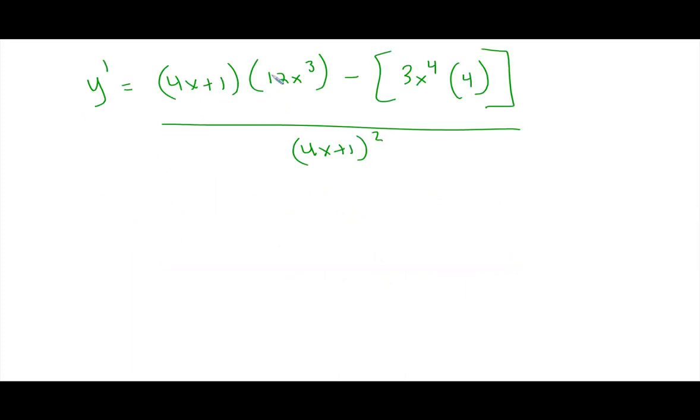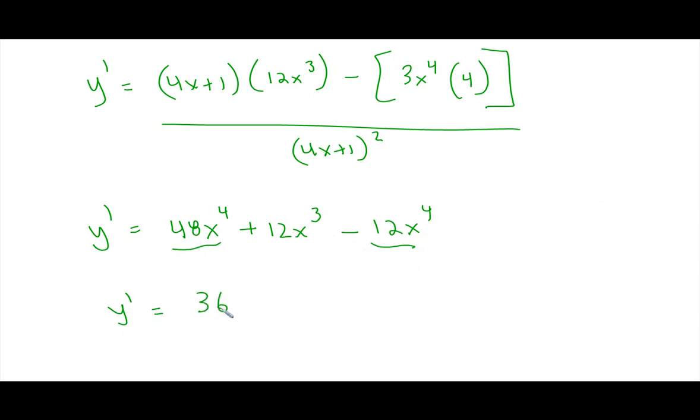So if we simplify this, if I distribute this 12x to the 3rd here and here, that's going to give me 12 times 4, that's 48, x to the 4th plus 12x to the 3rd. This is minus, and then we have 4 times 3, which is going to be 12. All right, 4 times 3 is 12, x to the 4th. So we can simplify these like terms right here. So it looks like our derivative is going to be 36x to the 4th plus 12x to the 3rd all over 4x plus 1 squared. And there's nothing else to simplify, so that would be our answer. Okay?